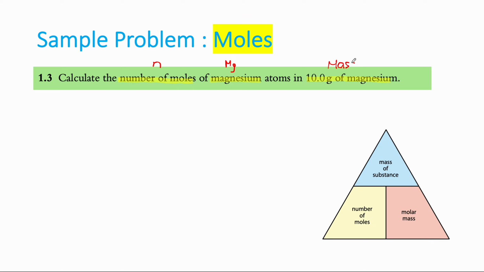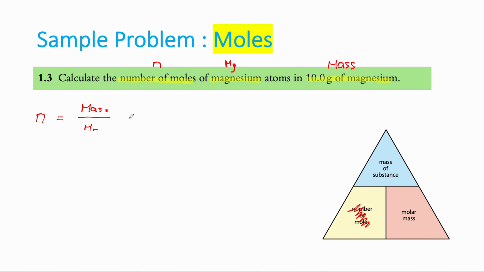So if we look at this triangle, we have mass. We do not have molar mass yet, and we don't have moles, but it's asking us to find the number of moles. So again, we're trying to calculate the number of moles, so we erase moles. And to calculate moles, it's mass of the substance divided by molar mass. So n, the abbreviation for moles, equals mass divided by molar mass.